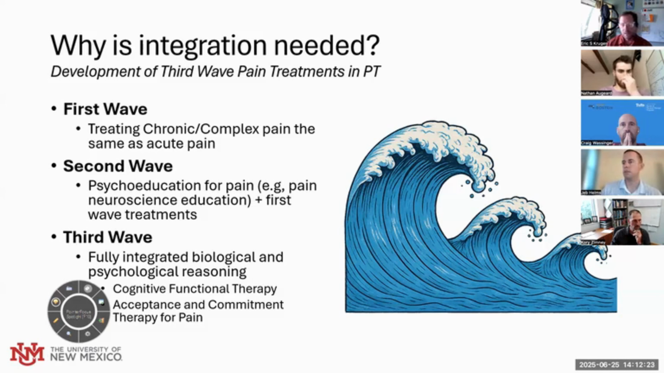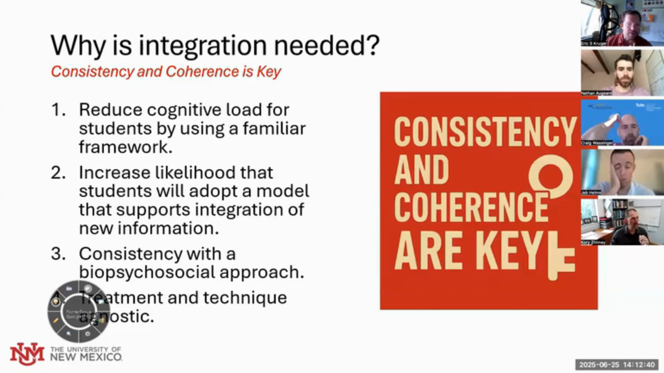There are some attempts at acceptance and commitment therapy for pain in the physical therapy context, and cognitive functional therapy represents two that I'm aware of and kind of work with. There might be others out there as well. In addition, thinking about the student perspective, why is integration needed?